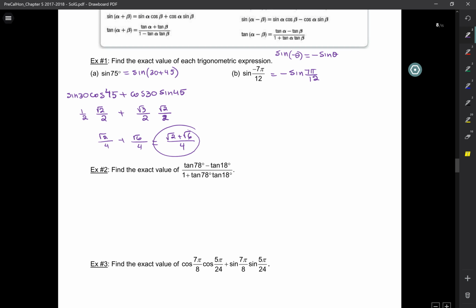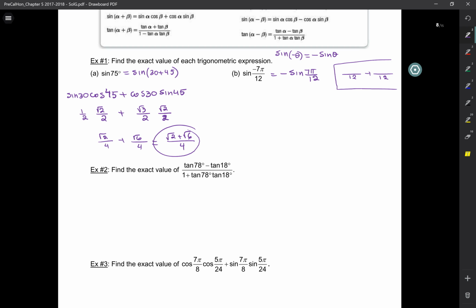Okay? Now, I need to rewrite the 7 pi over 12 as a sum or a difference of two angles. And here's the easiest way that I've figured out to do this. It's going to be over 12 and over 12. It's plus. I do have a plus there. So it's going to be over 12 and over 12. Now, you need to put numerators there that will reduce to angles off of the unit circle.